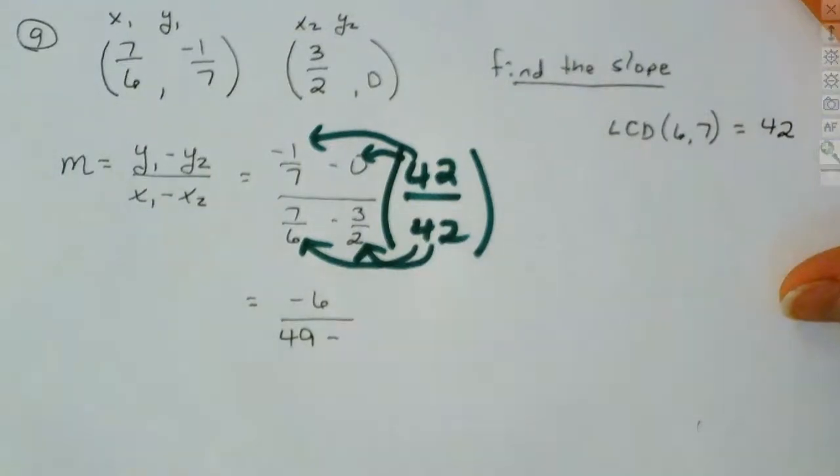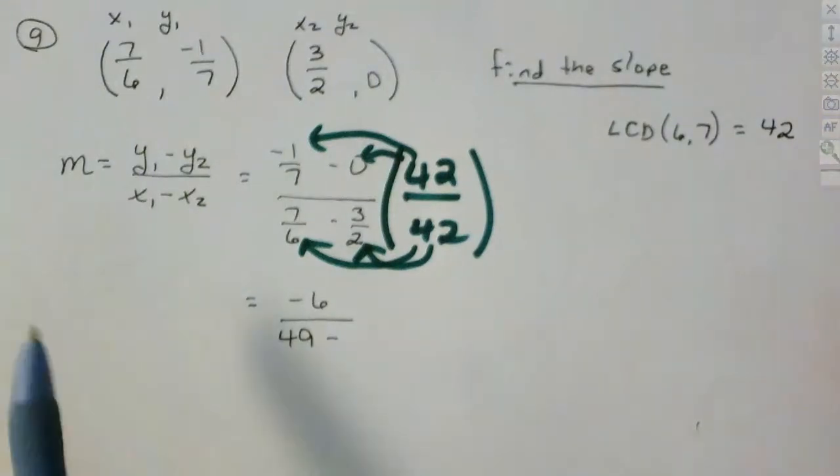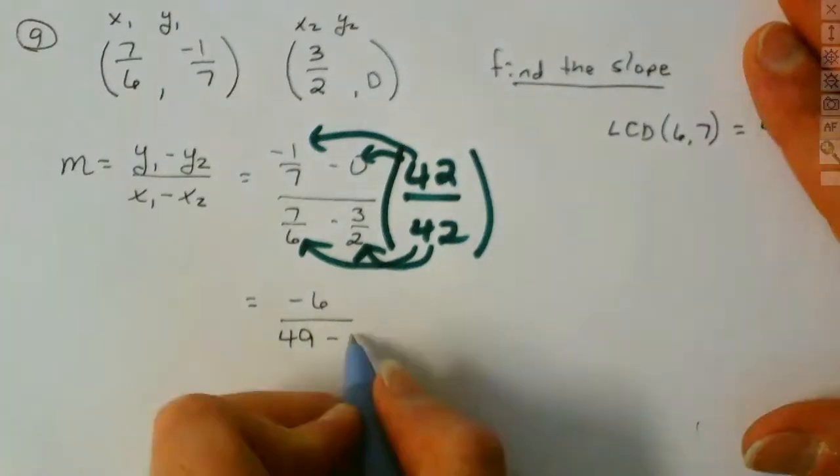And 42 divided by 2, what is that, 21? Yep, 42 divided by 2 is 21, times a -3, well, that makes it a -63.